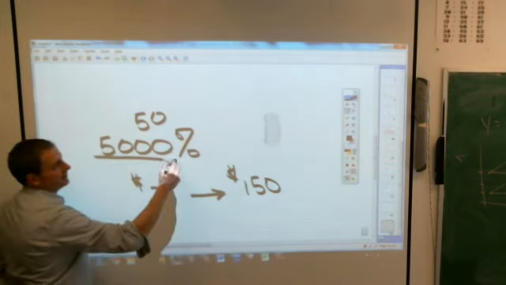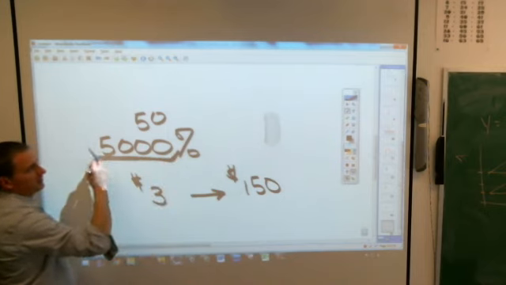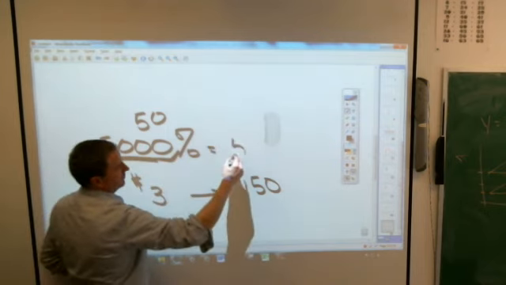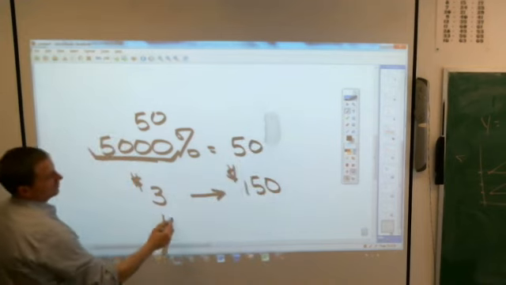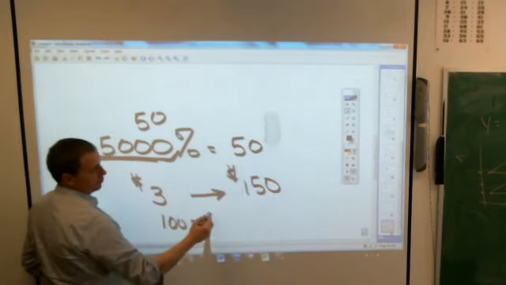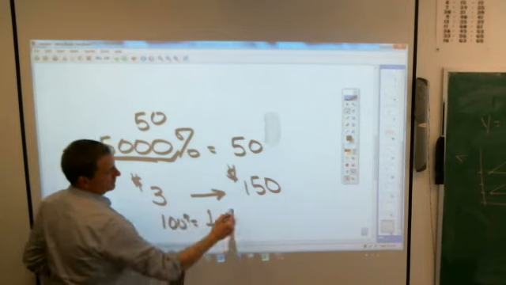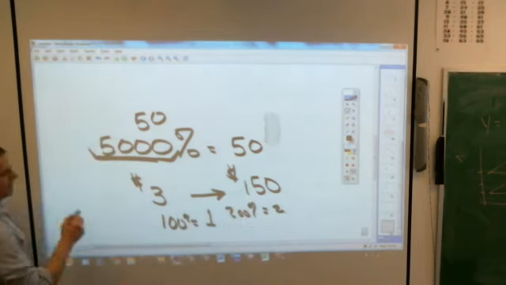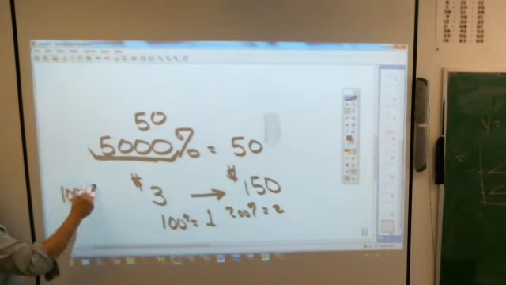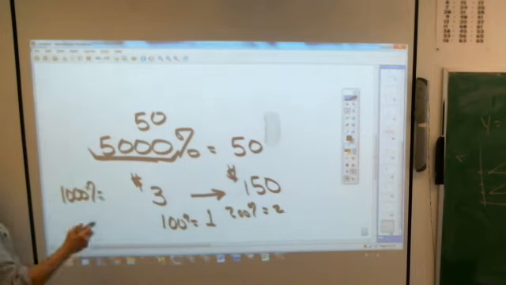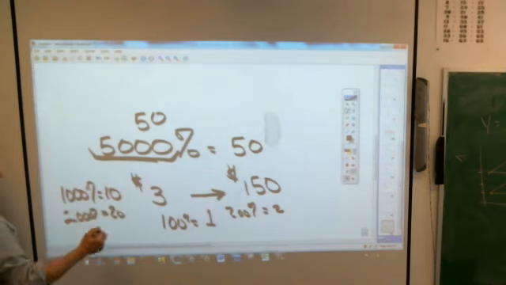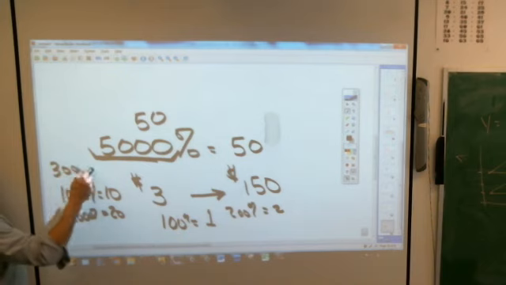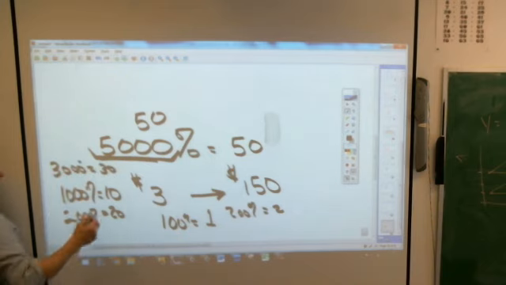So 5,000% is the same thing, it's just the number 50. Just like 100% was the same as 1. 200% is the same as the number 2. 1,000% would be the same as the number 10. 2,000% is 20. 3,000% is 30.